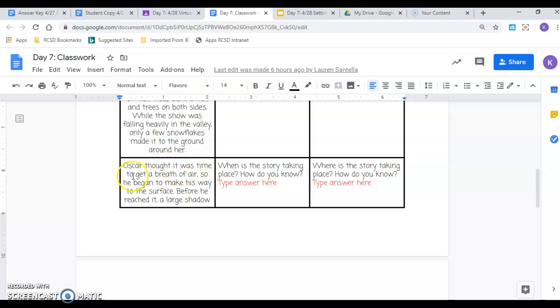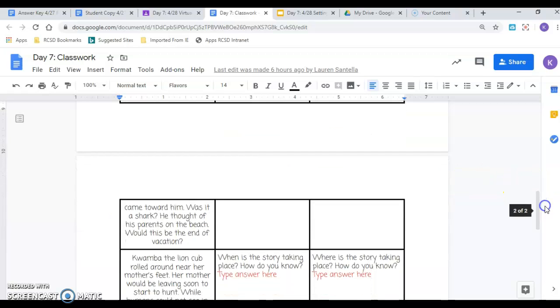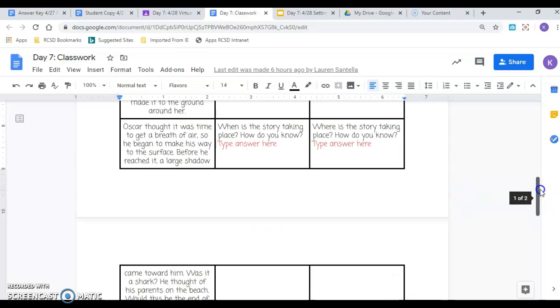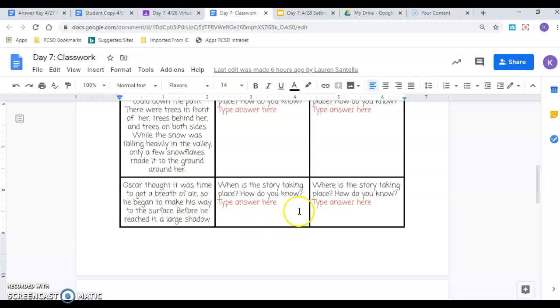Okay. Oscar. Oscar thought it was time to get a breath of air, so he began to make his way to the surface. Before he reached it, a large shadow came towards him. Was it a shark? He thought of his parents on the beach. Would this be the end of vacation? Okay, so again, you're going to tell me the time first. When, how do we know, what time of year, what time of day, and then where is he? Where is Oscar?